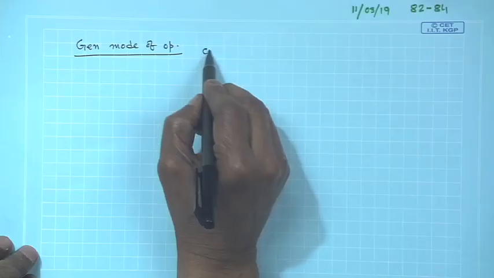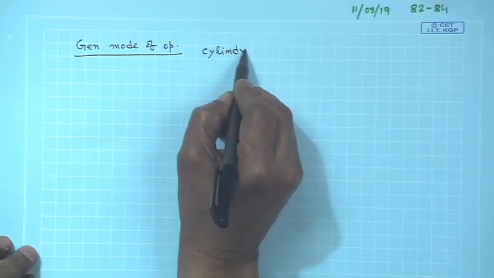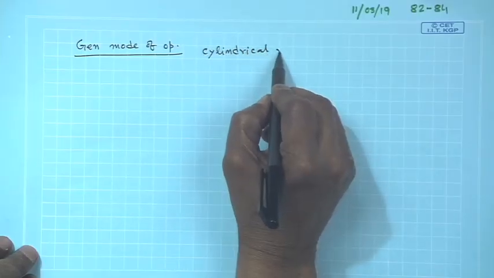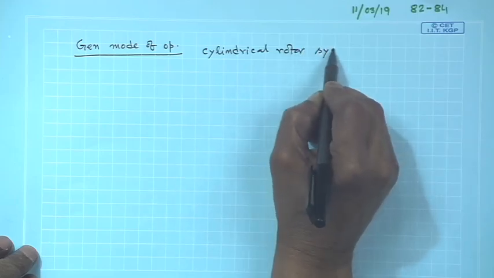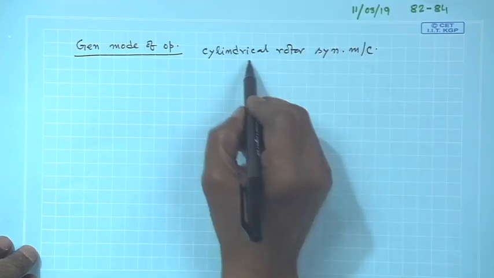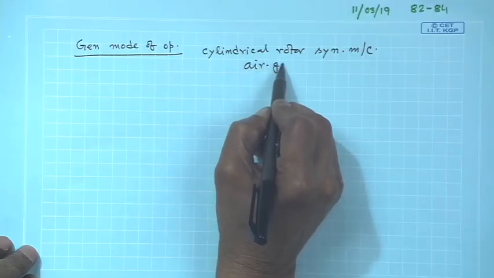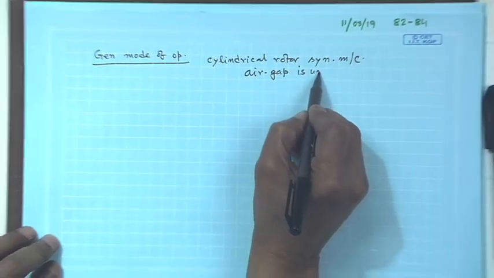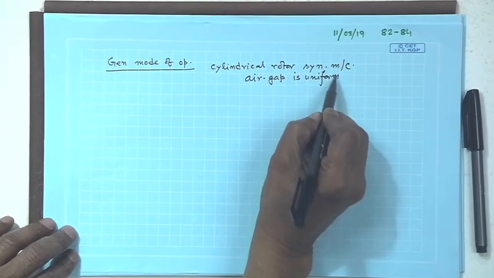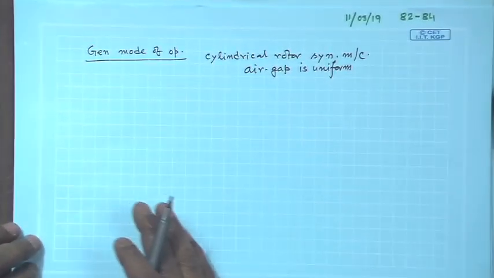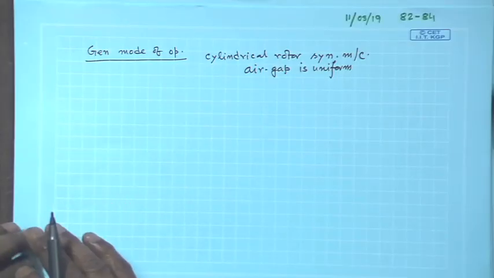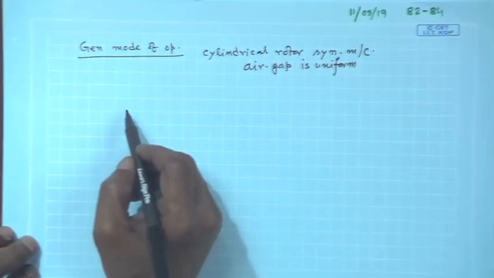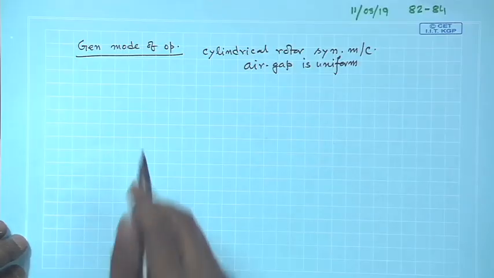Welcome to these synchronous machine lectures, and we are discussing the generator mode of operation of the cylindrical rotor synchronous machine, where the air gap is uniform. The synchronous machine equivalent circuit is much simpler than in the case of the induction machine, because there is no magnetizing branch present here.